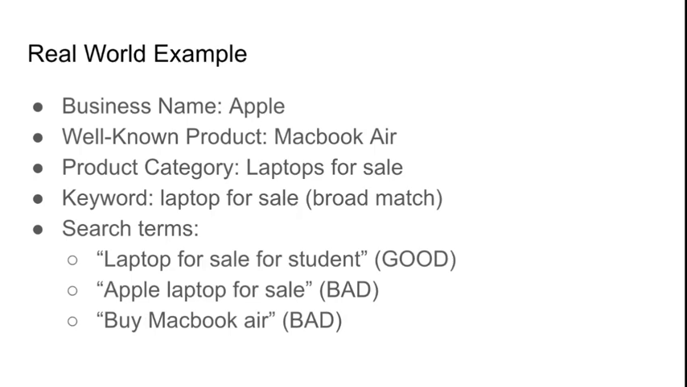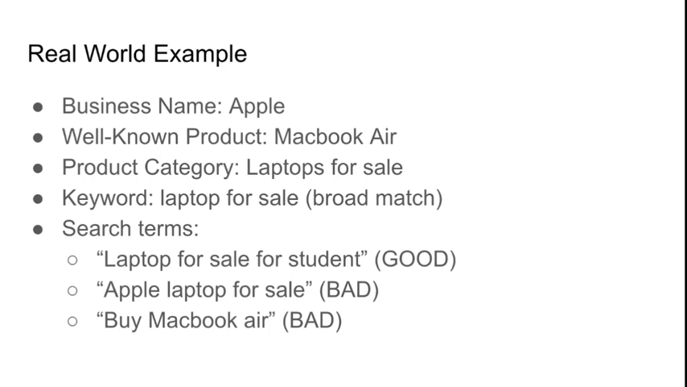Let's use a real world example from a business you'll all know and some of you will love and some of you hate, and that's Apple. So take a well-known product, MacBook Air. The product category here that they're trying to sell into is laptops for sale, and the keyword is laptop for sale. In this example, it's a broad match. I have no idea how Apple runs its search advertising, whether they do it internally or externally, and what that looks like, but I'm just giving you an example of how I would often come across this kind of problem.